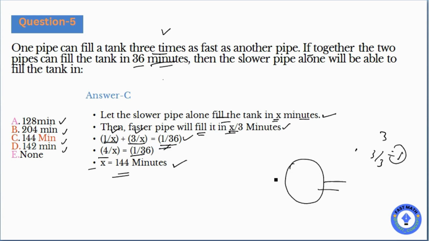A has 3 times additional efficiency and B is the normal capability. If A is shut off, B can fill the tank in 144 minutes.